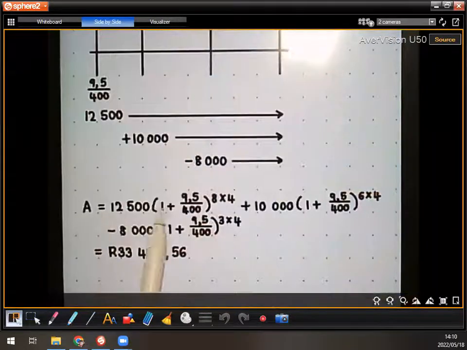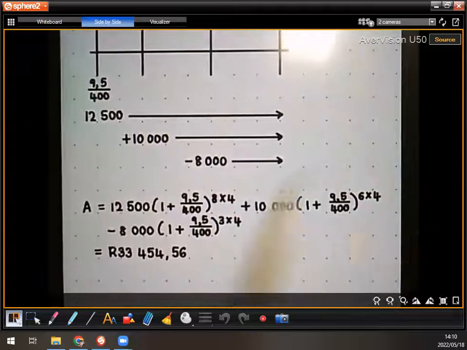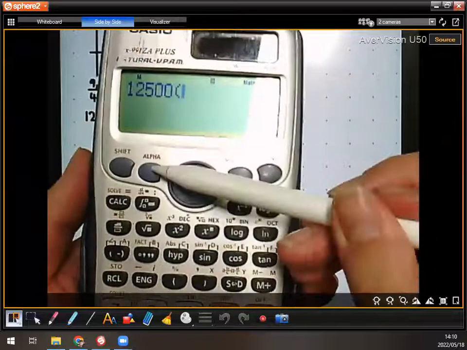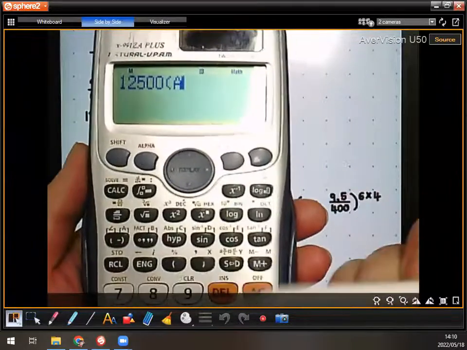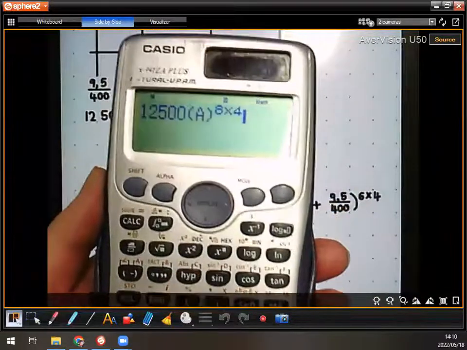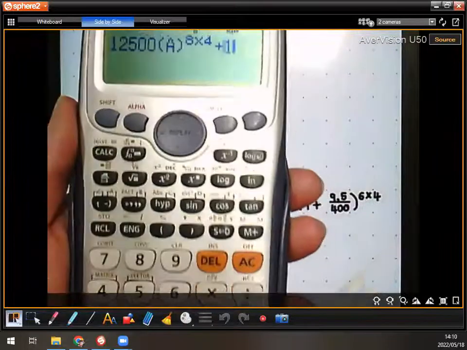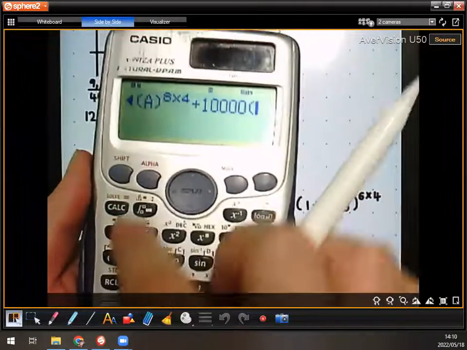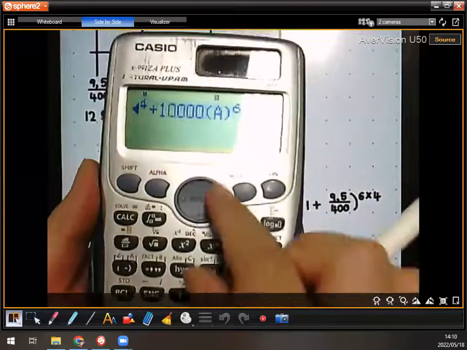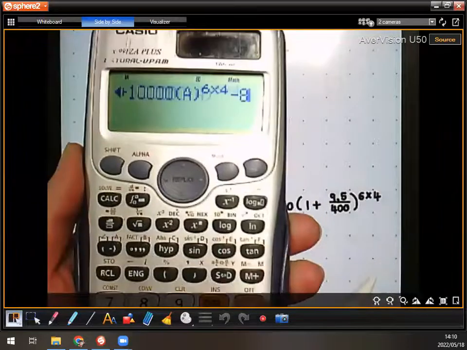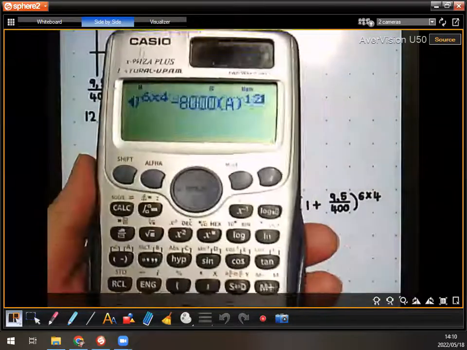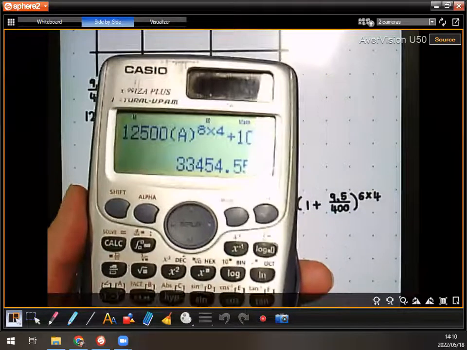So now instead of typing 12,500 and the bracket to the power of 8 times 4, we can do this. 12,500 bracket alpha A, because that's what we saved that bracket as. Close bracket to the power of 8 times 4, plus 10,000 bracket alpha A, close bracket to the power of 6 times 4, minus 8,000 alpha A to the power of, what's that, 12. Okay, and you do get the same answer.